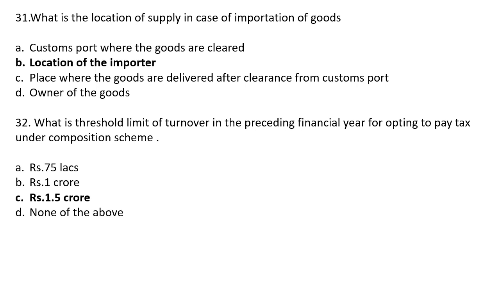What is the threshold limit of turnover in the preceding financial year for opting to pay tax under the composition scheme? Option A, rupees 75 lakhs. Option B, rupees 1 crore. Option C, rupees 1.5 crore. Option D, none of the above. The correct answer is option C, rupees 1.5 crore.